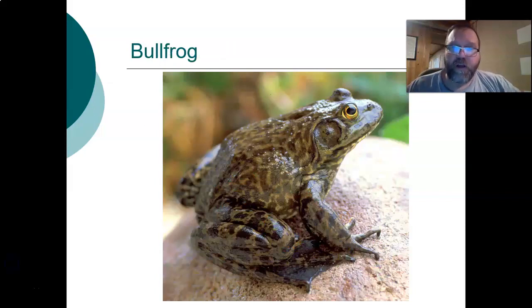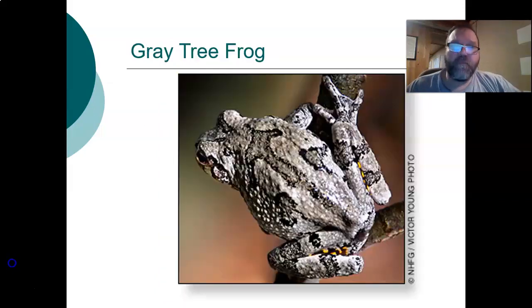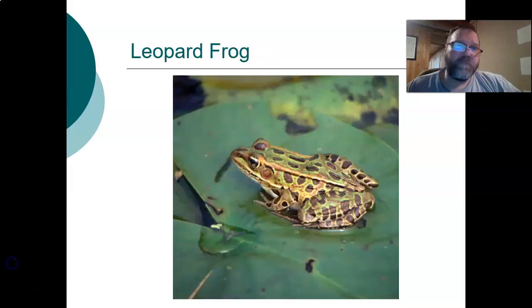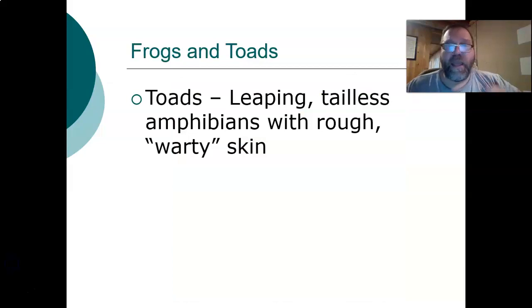Some other examples of frogs would be the bullfrog, the gray tree frog, and notice its camouflage, how it blends in very well. The green tree frog, again, this one's brightly colored, could blend in with the trees. Some of the frogs also do not have any poison, but they are brightly colored like poisonous frogs, and they simply use that as a trick. The leopard frog, because of its spots. And those frogs. Let's talk about toads.